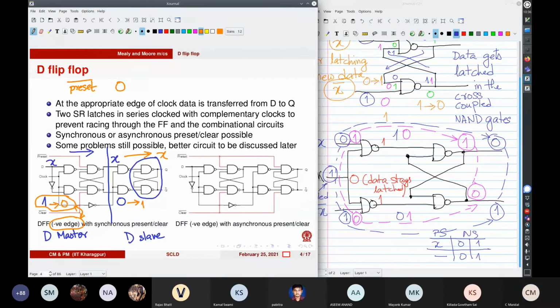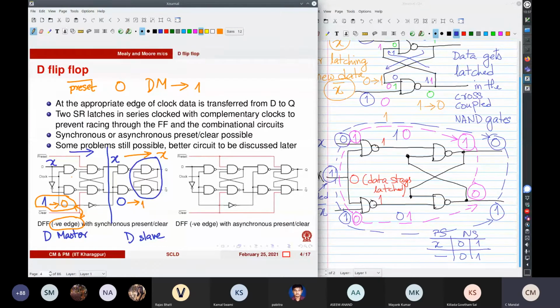output DM is forced to 1, right? DM is forced to become 1. So it is forced to become 1. And when it is forced to become 1, we assume that only one of these is forced. So either you make preset bar 0 or you make clear bar 0.